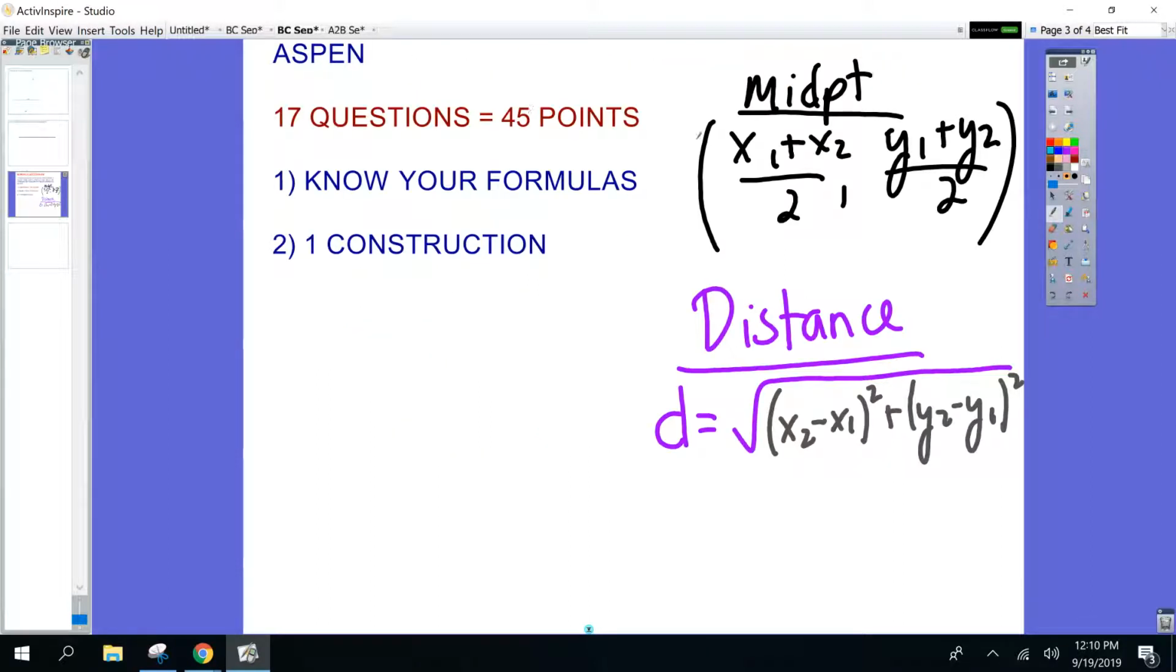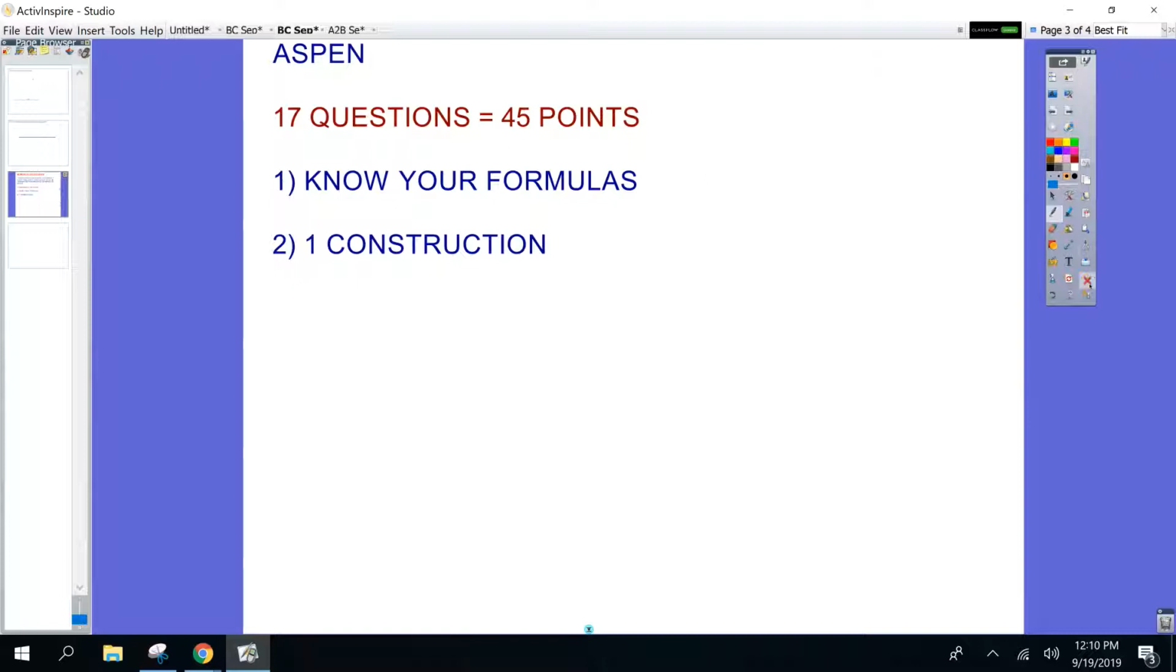Here are the specifics of the exam. 17 questions, 45 points. I say know your formulas. How many? Should be 2 formulas. What's one of them?